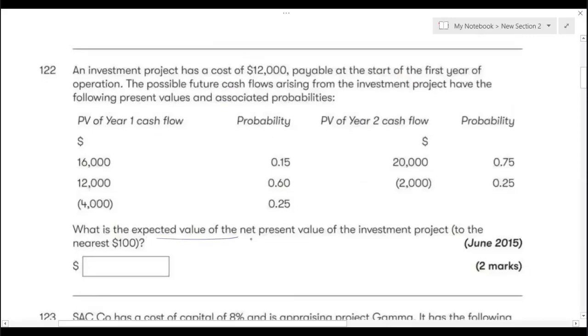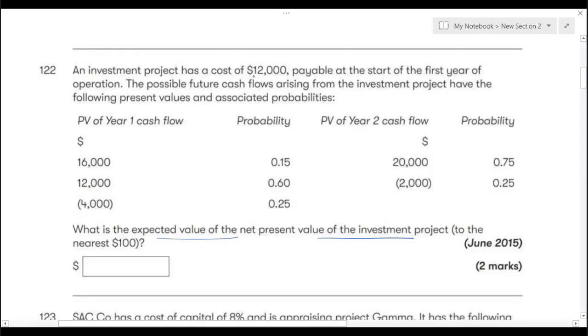What is the expected value of NPV of the investment project? Basically, dear students, in expected value, all you need is just multiply the cash flow with the relevant probability. So there's no need to go into too much detail. If the question comes on expected values, probabilities will be given to you. All you need is just multiply the relevant probabilities with the relevant cash flow.